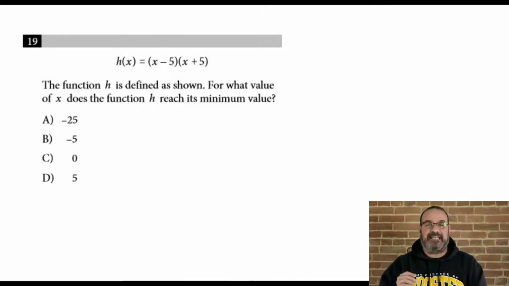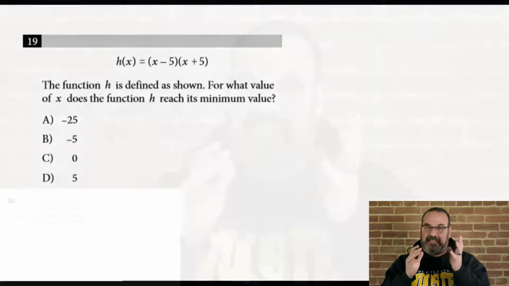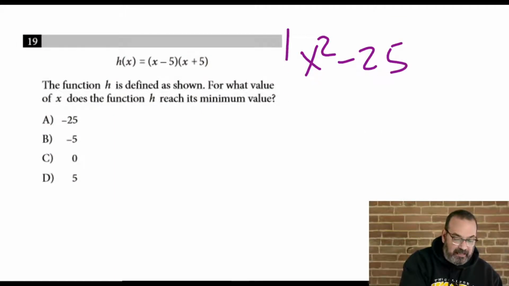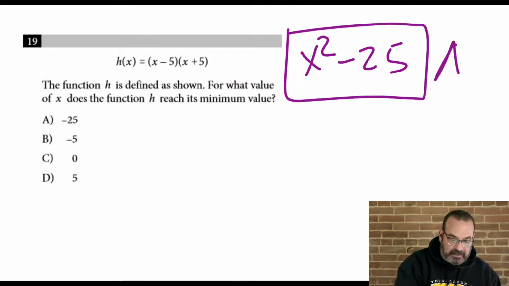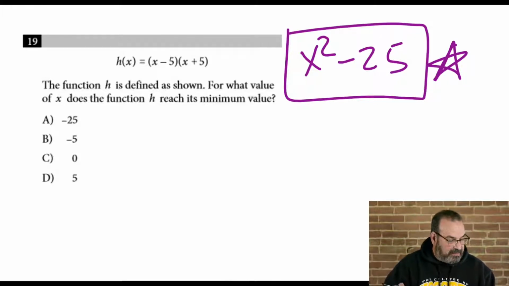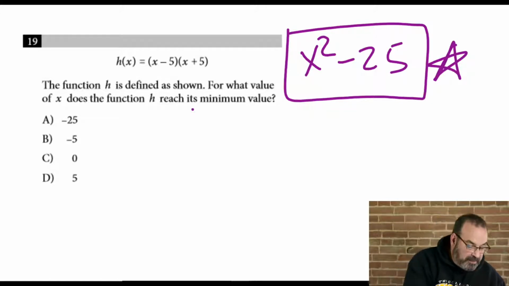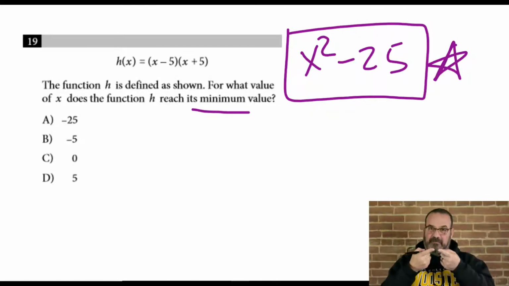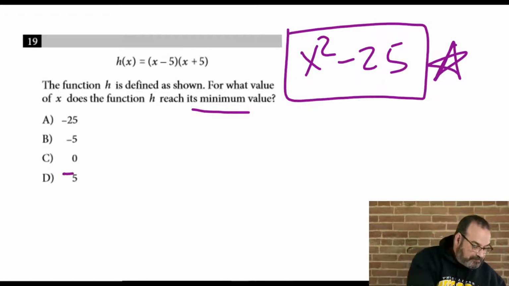This is the SAT's favorite quadratic, and it is the difference of the squares. If you square this out, it's x squared minus 25. They love this. Put a big old star next to it. They love the difference of the squares. The function h is defined as shown. For what value does the function reach its minimum? And its minimum is always on the difference of the squares, 0.